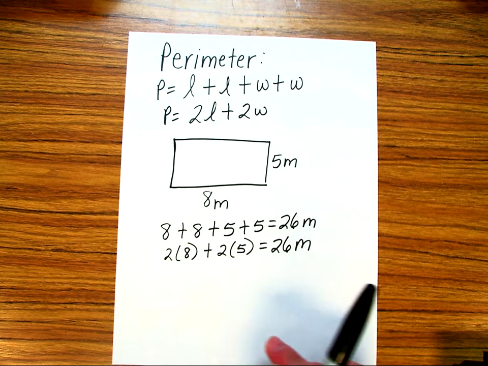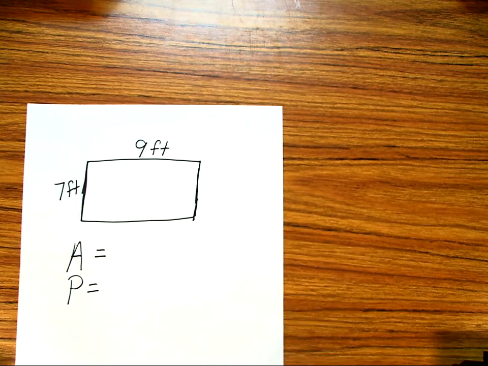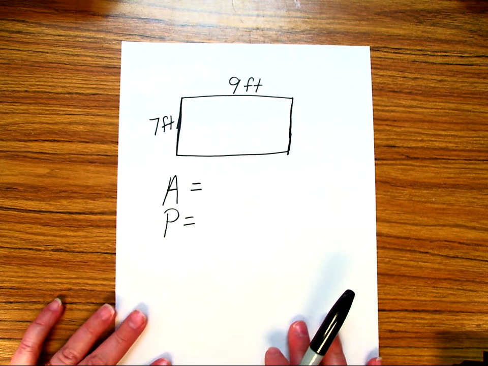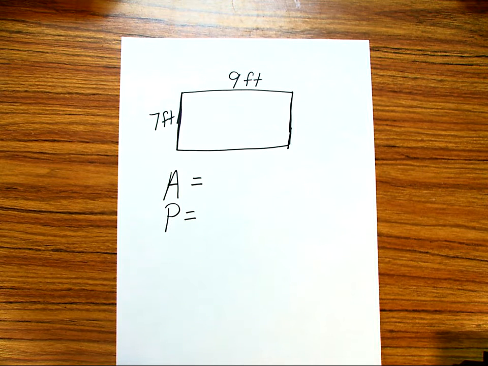So I'm going to have you try one on your own. I want you to go ahead and look at this, and I want you to pause the video right now to give yourself a chance to see if you can figure out the area and perimeter of this shape.